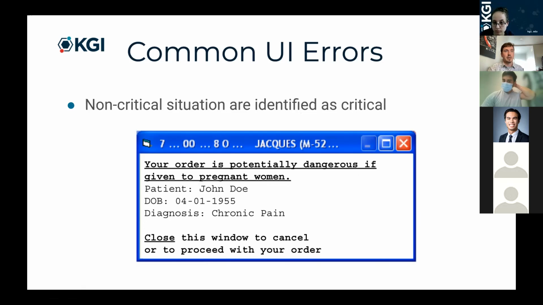This was a real example in electronic medical records where every time they prescribed a certain medication, it would give this alert that says your order is potentially dangerous if given to pregnant women. But it was also showing up if they were prescribing it to a man. So that doesn't really make a lot of sense. If we do something like this, we can create what's called alert fatigue. And the user is so used to receiving alerts that they start to ignore them.